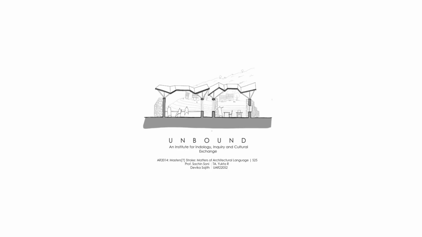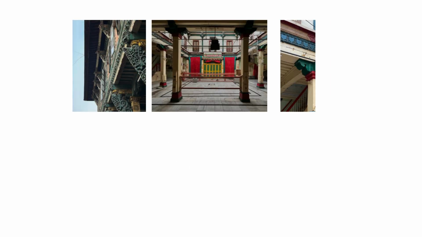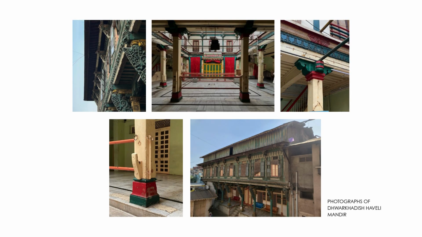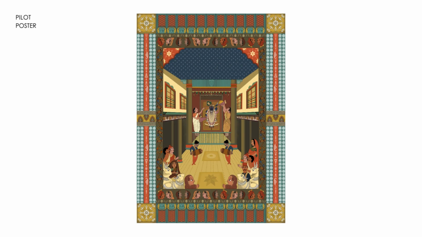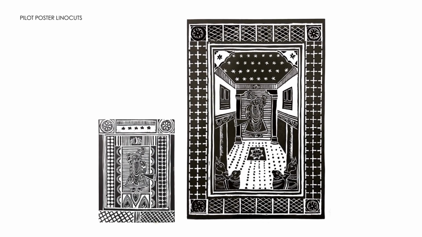We began with building visits around Ahmedabad. A particularly memorable one was to the Dwarkadish Haveli Mandir, where a layered journey from the ornate facade to the intimate courtyard was observed and later captured in a poster through a sequence of frames highlighting this spatial progression.